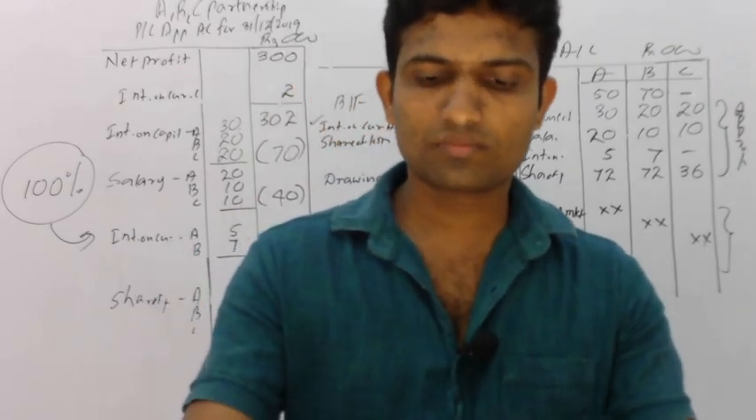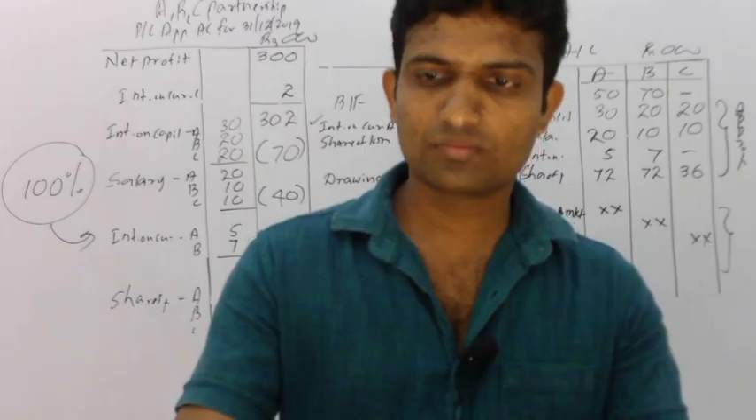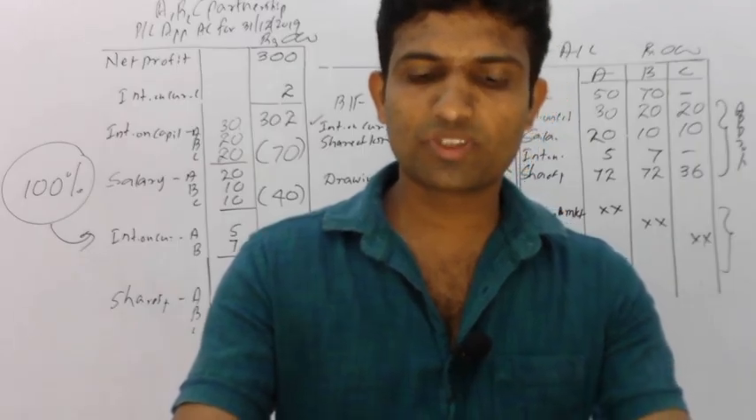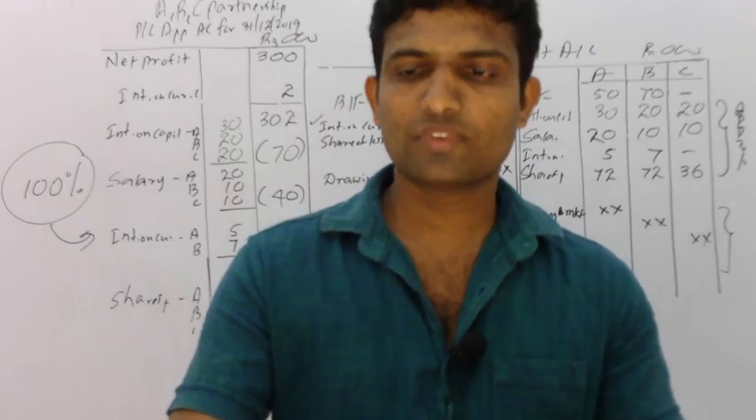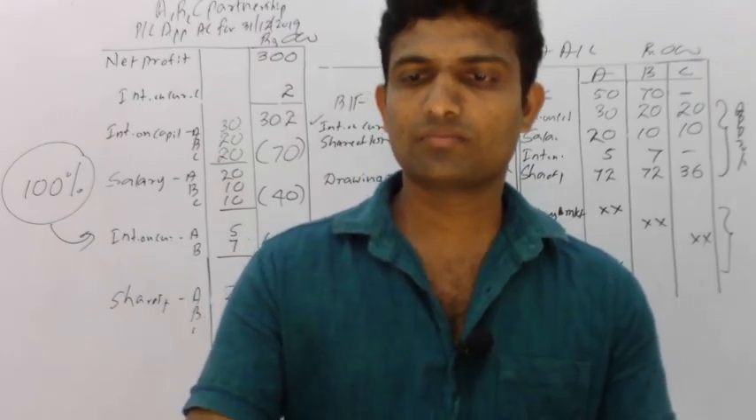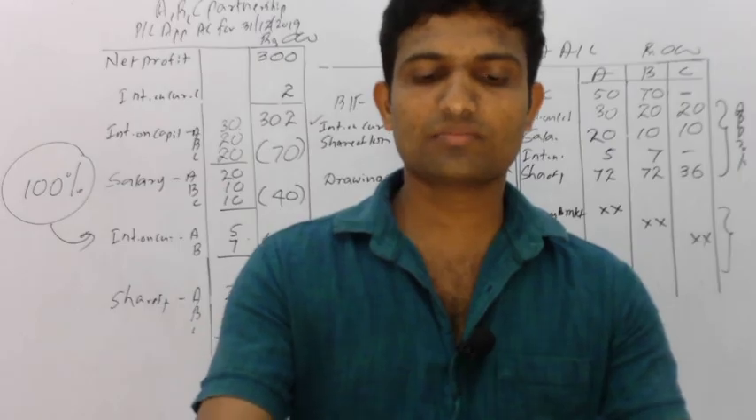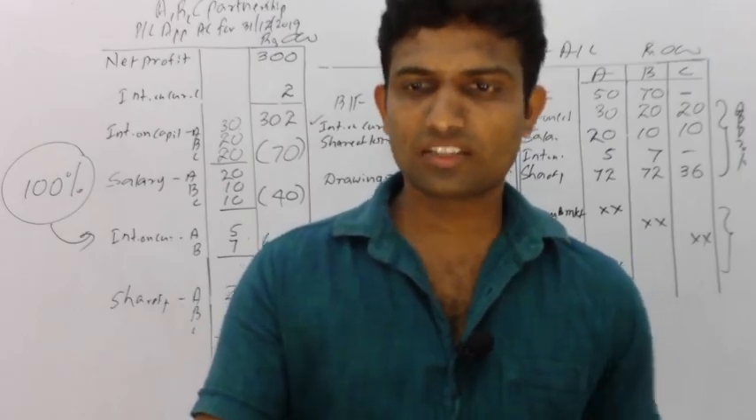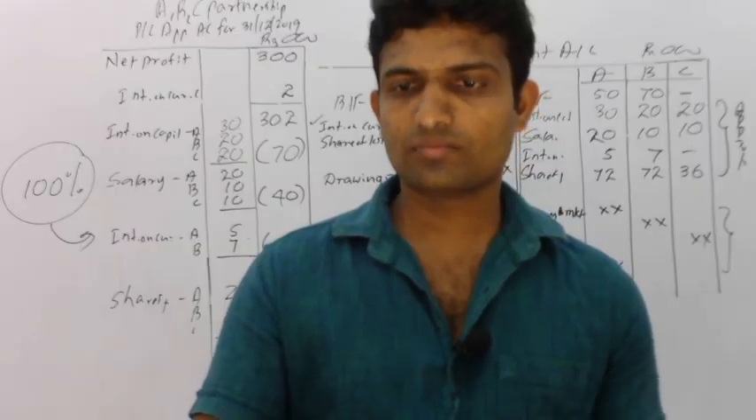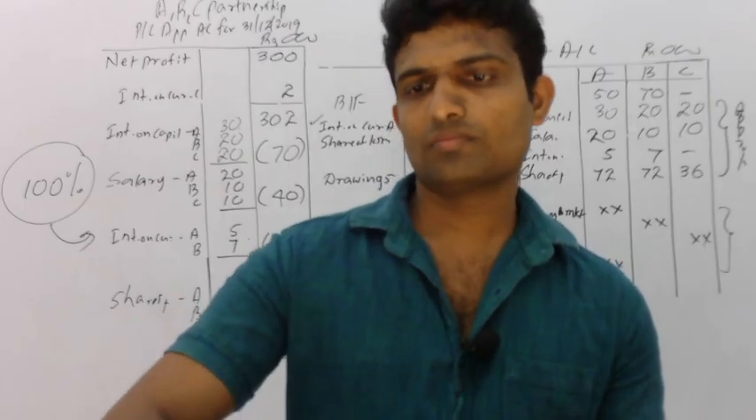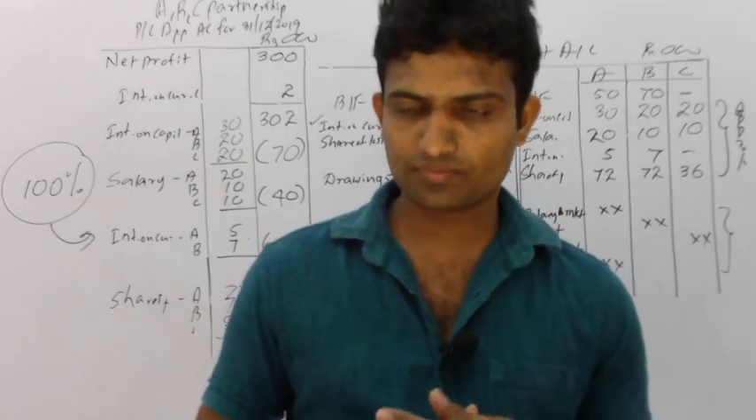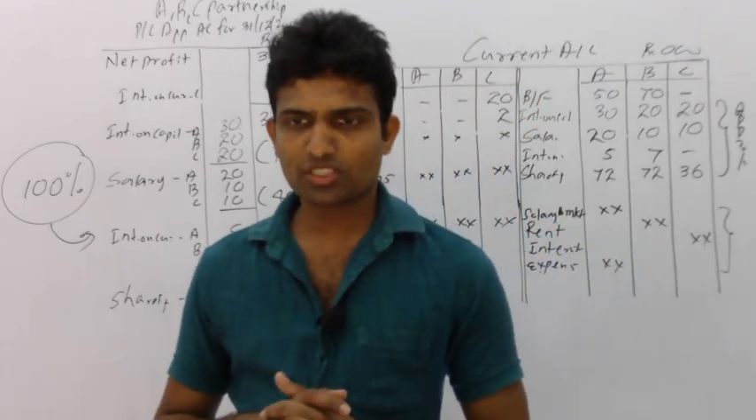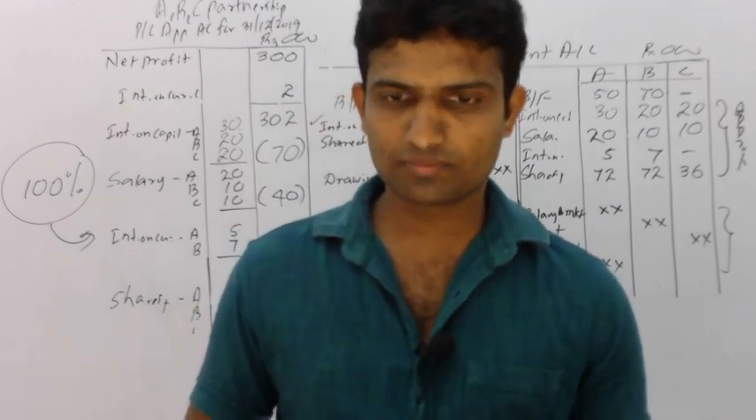Profit and loss appropriation account debit, current account credit. That's the journal entry for that one. Profit and loss appropriation account debit, current account credit.